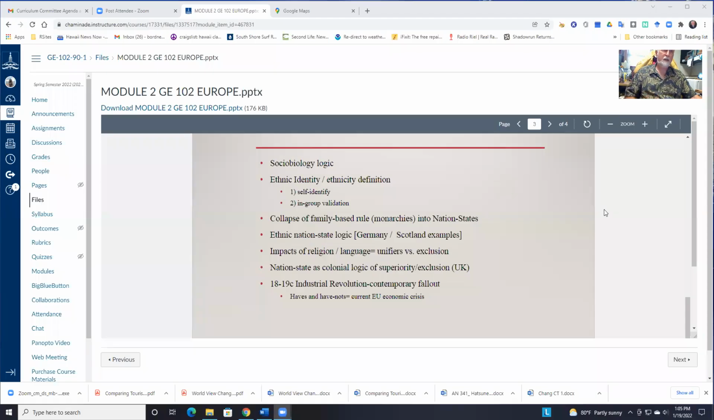Okay, we talked about sociobiology before. Sociobiology in the European sense is really interesting because it's almost invariably tied to a combination of language and ethnic identity. It very rarely is tied to physical differences in the sense of visible differences, say, in skin color or even stature and such like that. So sociobiology is a very, very interesting part of the European tradition.